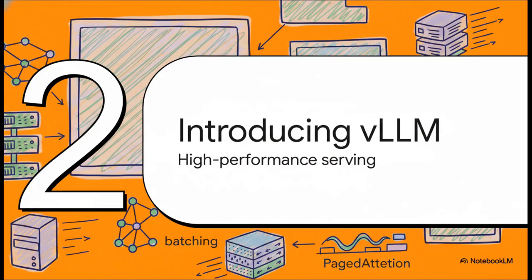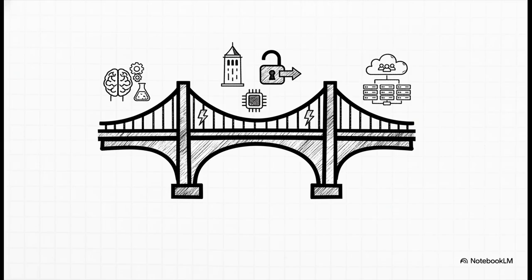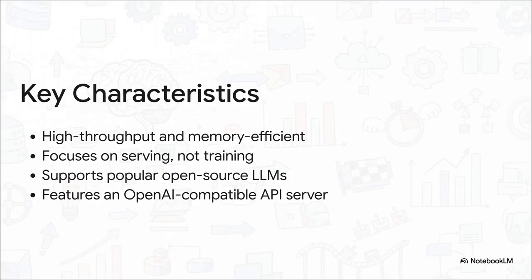And this is where our hero, vLLM, enters the scene. This isn't just another library you download. It's an engine built from the ground up to attack these exact problems head-on. So this comes straight out of UC Berkeley's Sky Computing Lab, which is pretty cool. It's an open-source tool that's all about high throughput and being super memory efficient. Really, it's designed to be the perfect bridge between your trained model and a service that's actually ready for the real world. The key thing to get here is its laser focus.